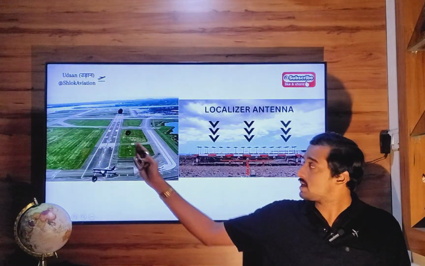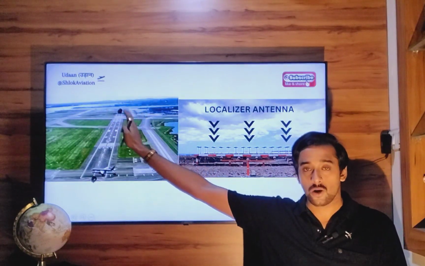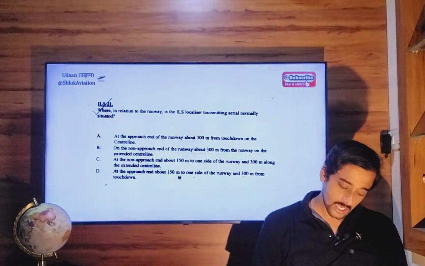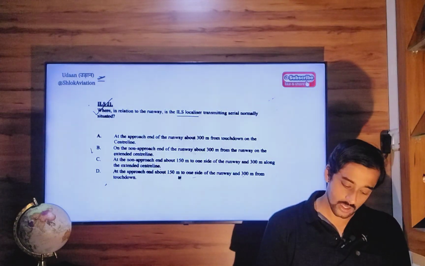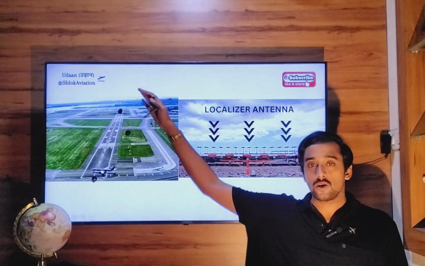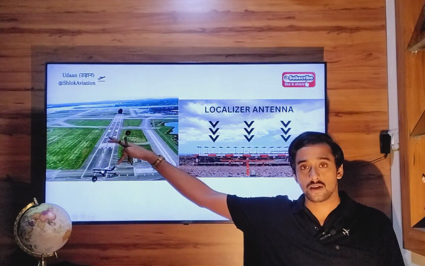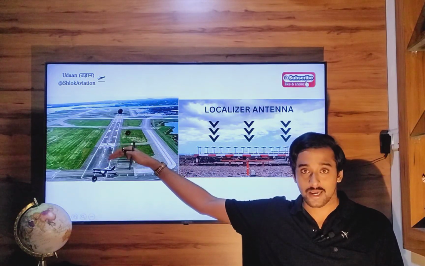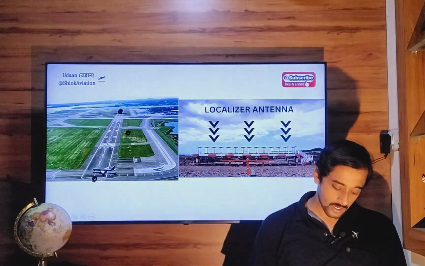So this localizer is in line with the runway. It is not situated on the left side or the right side of the runway. It is in line with the runway. So the correct answer here is that the ILS localizer transmitter is situated on the non-approach end of the runway. Non-approach end means the end of the runway which is not used for approach. At present we are using this end of the runway for departure and approaches for landing, so the localizer will be situated on the non-approach end of the runway.